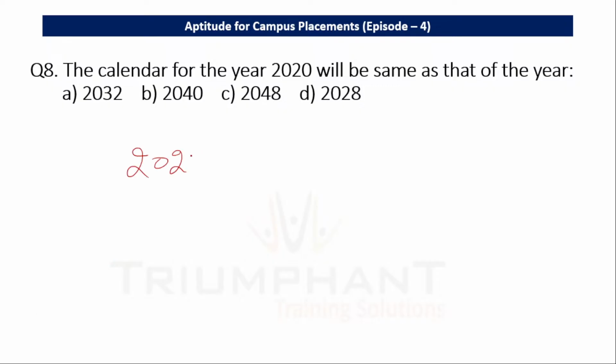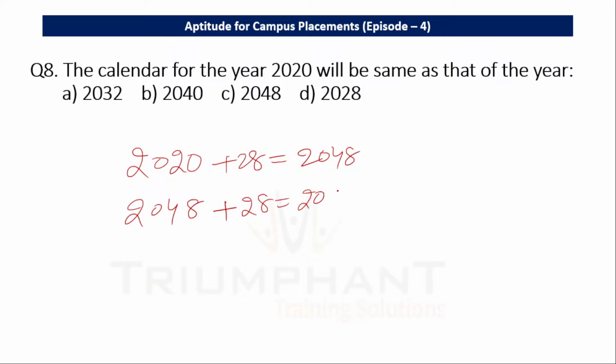For 2020, how many years should I add? 28 years, that is 2048. For 2048, to get the same calendar, how much should I add? Again 28 years, which is 2076, right? For 2076, if I add 28, I'll be getting 2104, sorry, 2104.